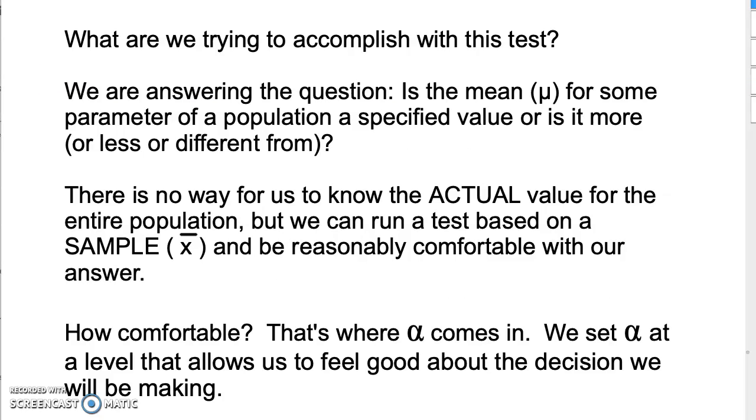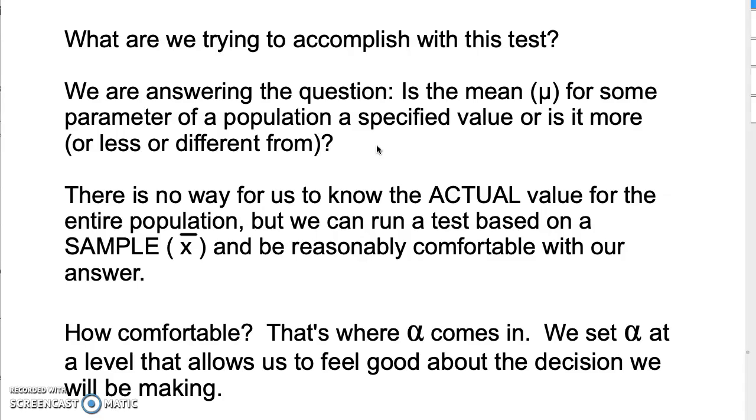What are we trying to accomplish with this test? We're trying to answer the question, is the mean mu for some parameter of a population, something we are interested in, a specified value? Is it more or less or different from that specified value? So it's kind of a yes or no question. There's no way for us to know the actual value for the entire population, but we can run a test based on our sample and be reasonably comfortable with our answer. How comfortable, you might say?